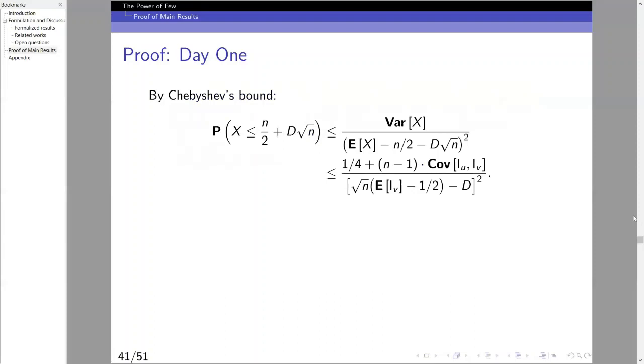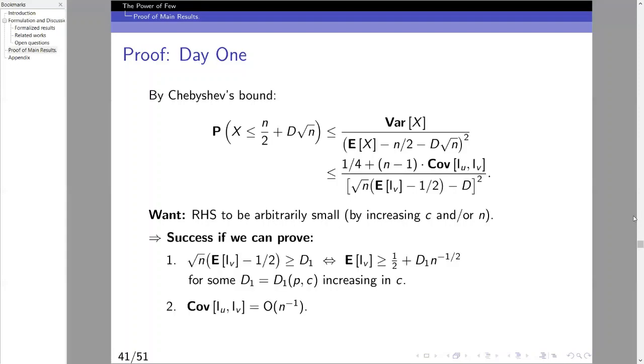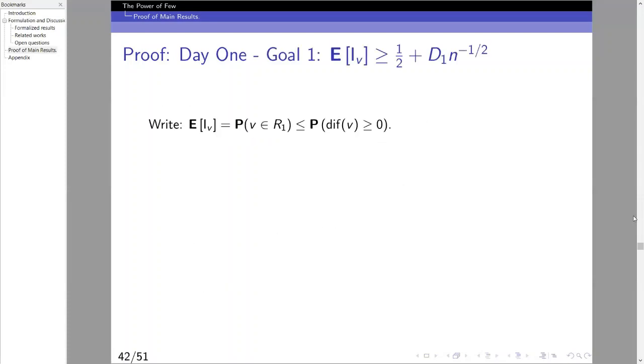So using the Chebyshev bound, we can bound this probability with a term that involves only the covariance and expectation of IU and IV. We want this to be arbitrarily small. So if we can prove the numerator is of constant size and the denominator increases with c, we are done. So this translates to proving the covariance being bounded by 1 over n and the expectation of IV being bounded away from 1 half by d1 over square root of n, for d1 that grows with c. This will be our first goal.